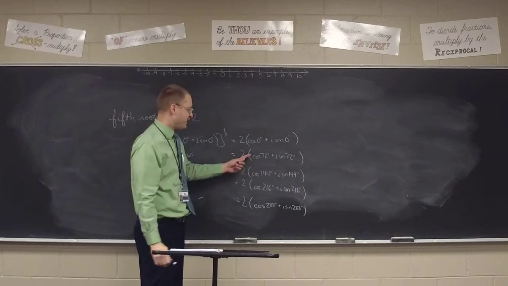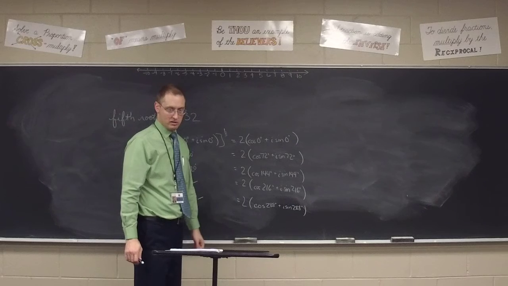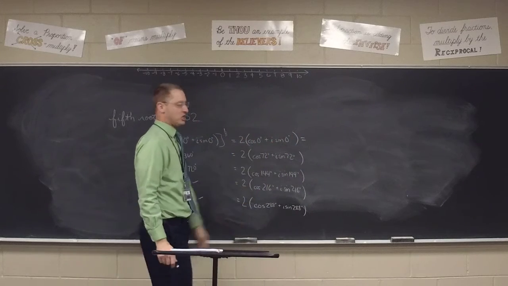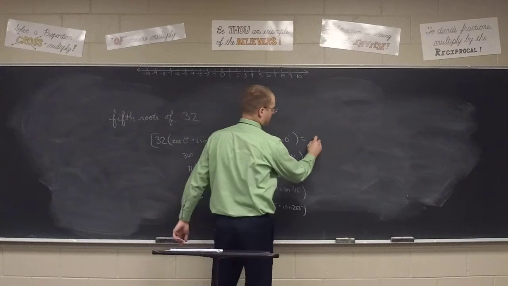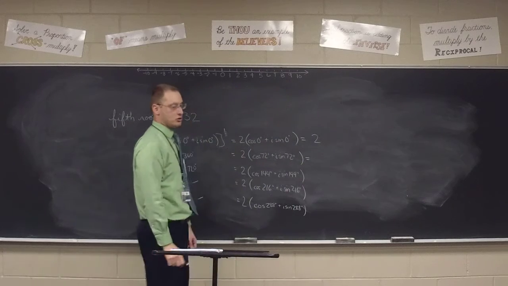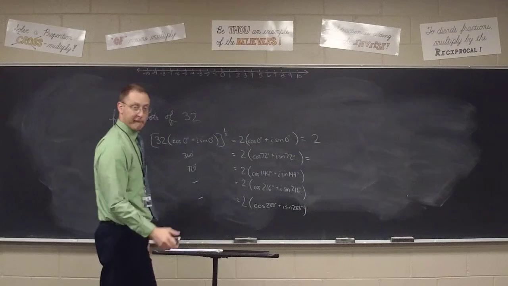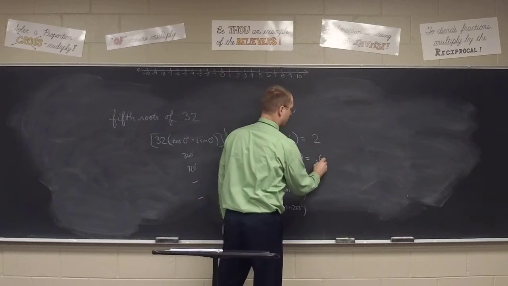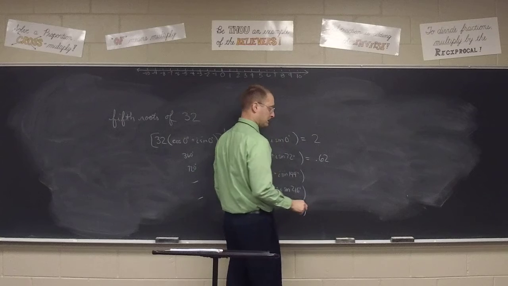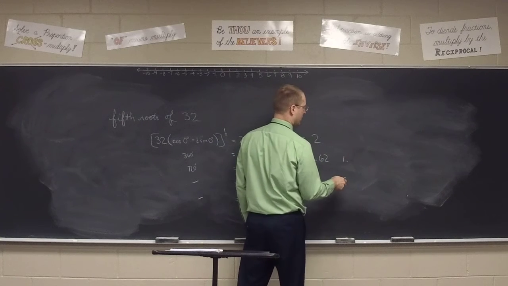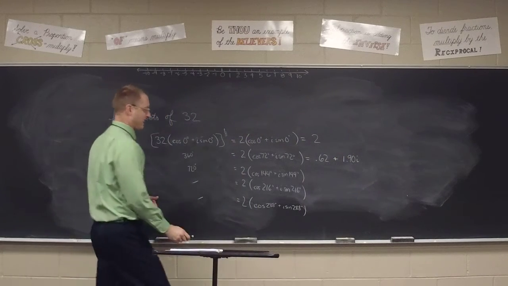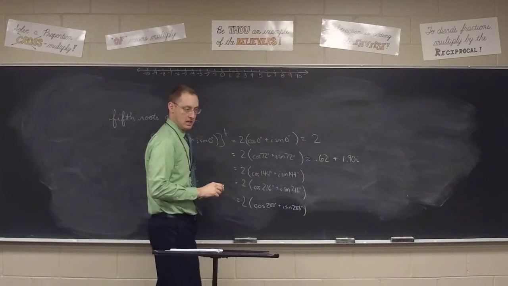Here's the problem. None of these are special angles. Well, if they're not special angles, we get to pull up the calculator. Now, we already know the first one, because cosine 0 plus i sine 0 is just a fancy way of saying 1. So this just equals 2. But the next one we're going to have to distribute. 2 times the cosine of 72. Let's go 2 decimal places. 0.62. 2 times the sine of 72. 1.90. Don't forget the i. And that's my approximate. I guess technically we should say approximately equal to.